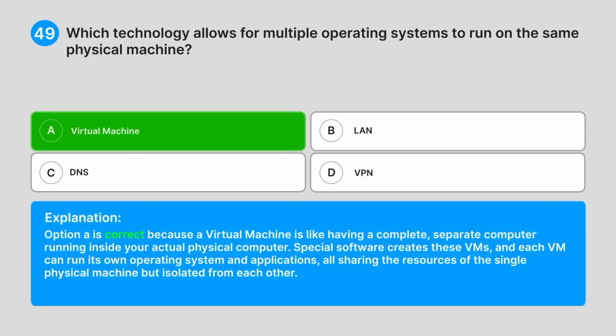Explanation: option A is correct, because a virtual machine is like having a complete, separate computer running inside your actual physical computer. Special software creates these VMs, and each VM can run its own operating system and applications, all sharing the resources of the single physical machine, but isolated from each other.